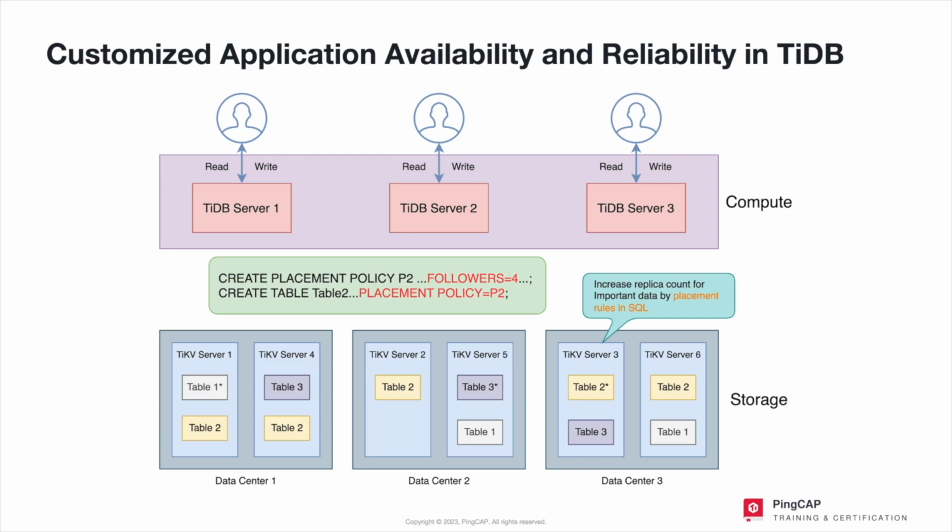So let's take a look at our diagram. Look at Table 1 and Table 3. These two tables have typical high availability requirements. Notice that they have 3 replicas. Here's Table 1.